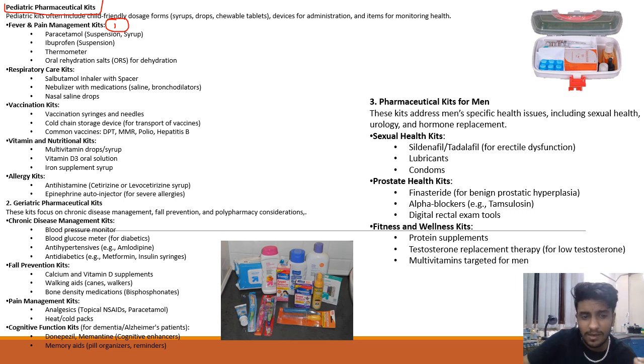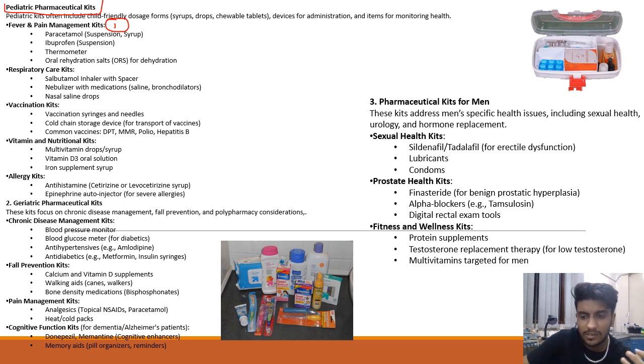Then for geriatric pharmaceutical kits, there are certain disease management kits, like chronic disease management kits with a blood glucose monitor, blood pressure monitor, calcium channel blockers like 5 mg, 10 mg amlodipine, anti-diabetics like metformin hydrochloride, insulin syringes. For fall prevention kits, you have walking aids, bone density medications like bisphosphonates, alendronate, zoledronic acid, calcium and vitamin D supplements. For pain management, you have cold packs, heat packs, right?